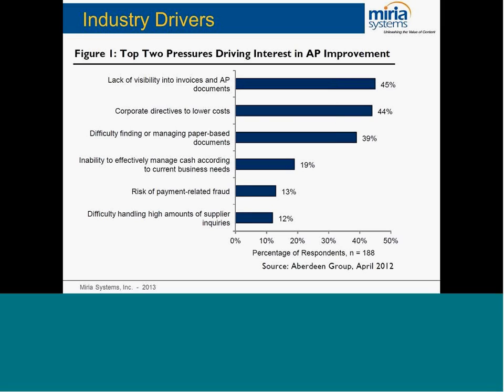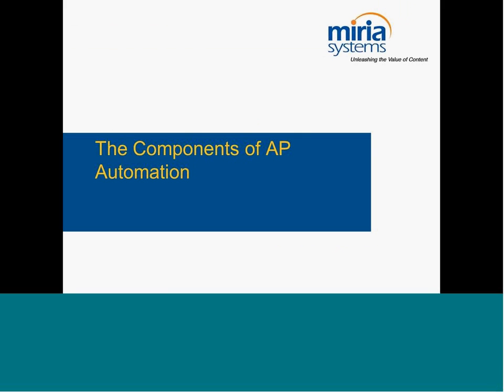Some industry drivers. This is from another survey that we borrowed here from Aberdeen Group. It talks about what are some of the business challenges coming into 2012 regarding invoicing and AP automation, and I don't think this has changed a lot. First is lack of visibility into invoices and AP documents, where everything is at, whose desk it is on. Corporate directives to lower cost, obviously, and difficulty finding or managing paper documents was a driver. And there's others. I'm not going to read all this information to you. This presentation is going to be online after this, so you can certainly dig into this more.